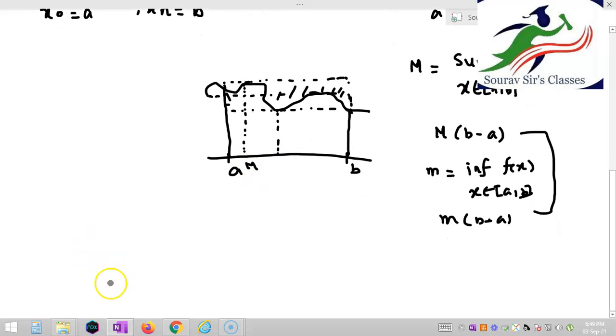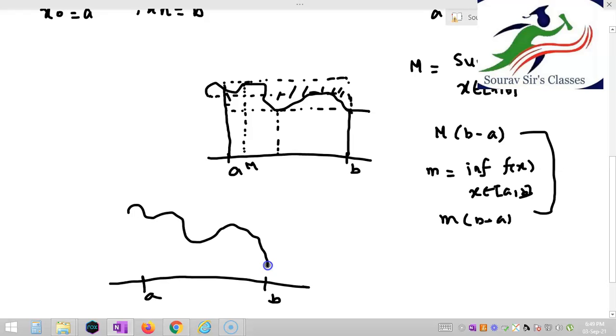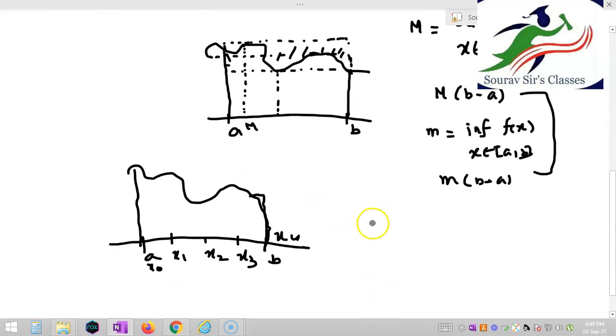Now look at the picture. Let this be our a, this be our b, and this be our function f. Now we are considering a partition whose initial point x0 is equal to a. This is our x1, this is our x2, this is our x3, and this is our x4 equal to b. So we are considering a partition P equal to x0 < x1 < x2 < x3 < x4, where x0 is equal to a and x4 is equal to b.